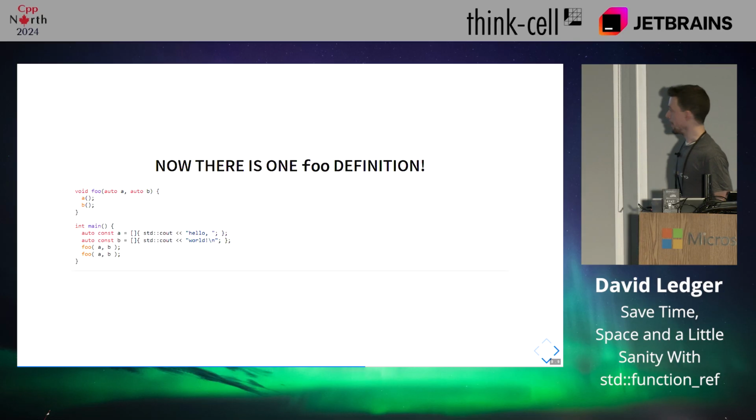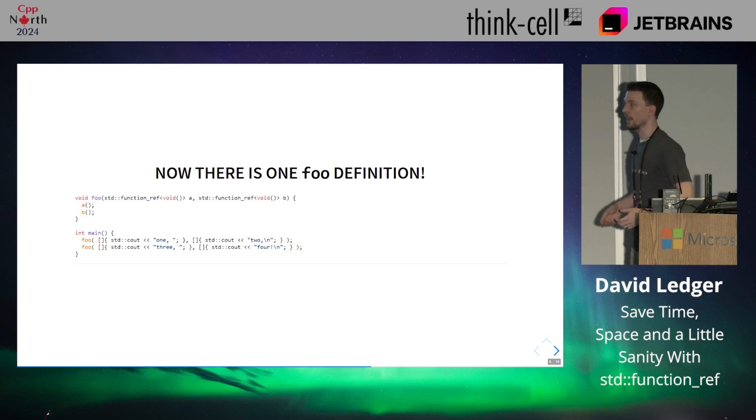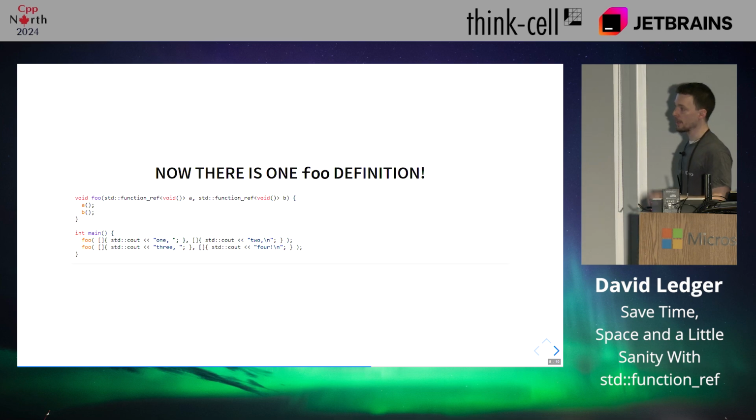If you didn't want that, I mean, you could bring the lambdas out the front. Nice one, you've saved on some function definitions. Or you could use standard function ref. The advantage here is that now we can do different things in these lambdas, and we still only have one definition. We've saved on definitions here in a more general way.